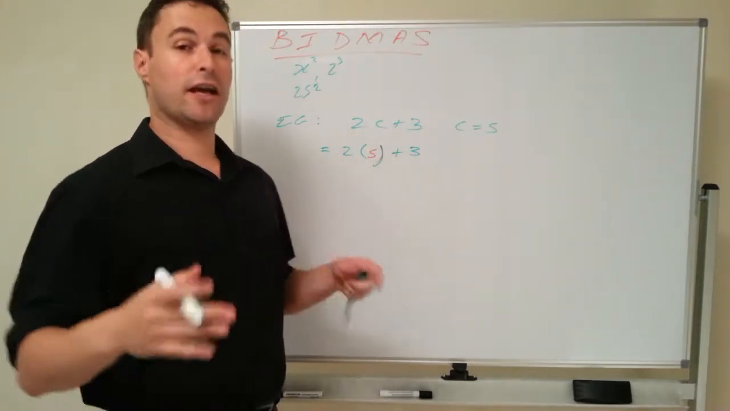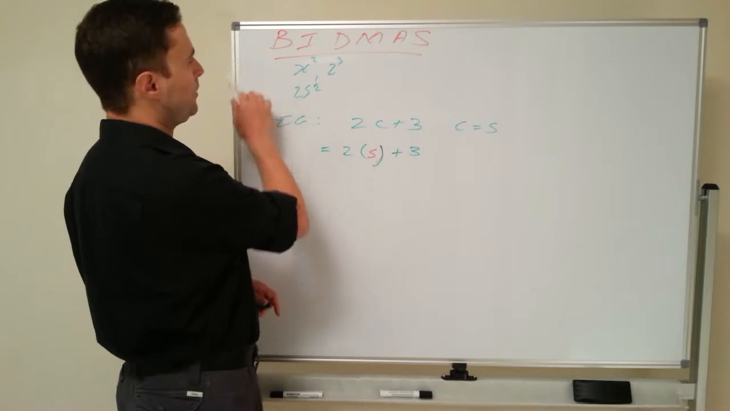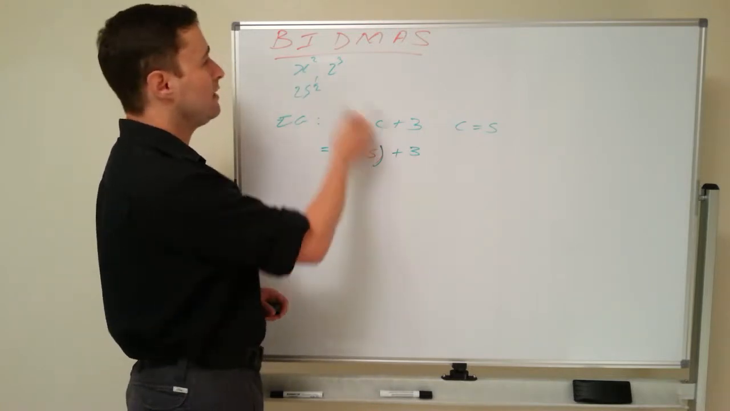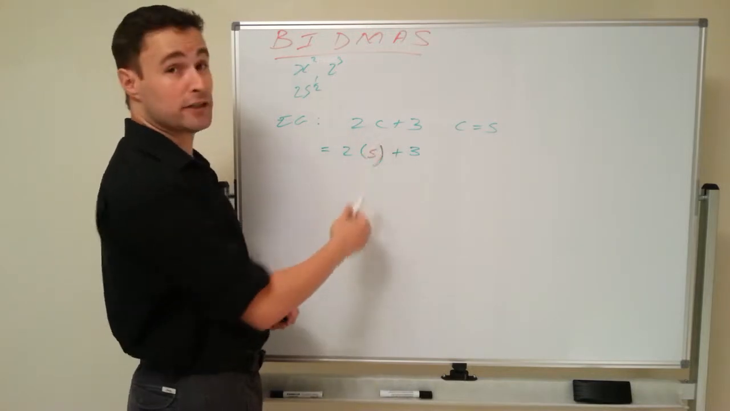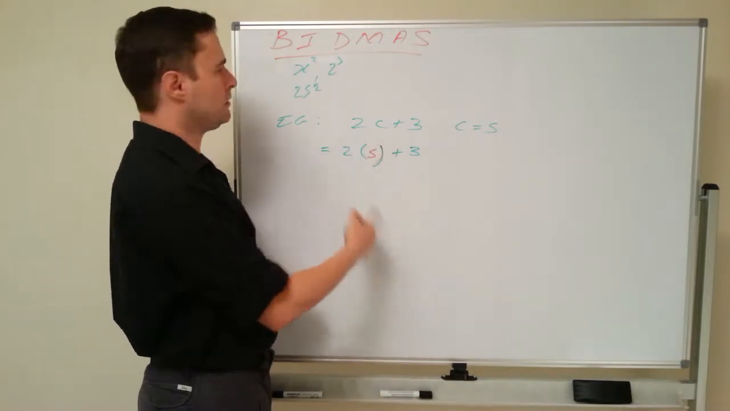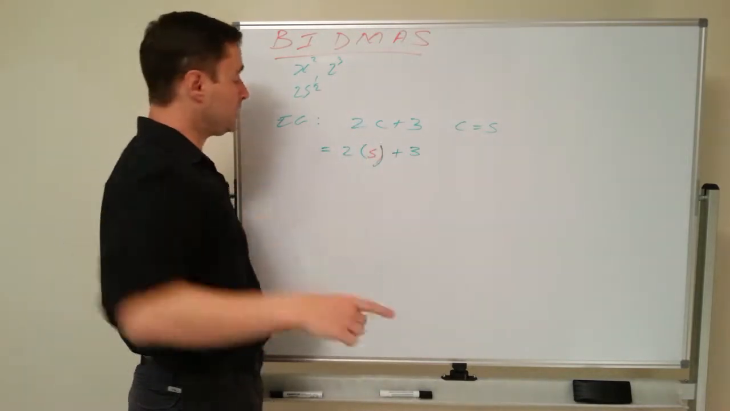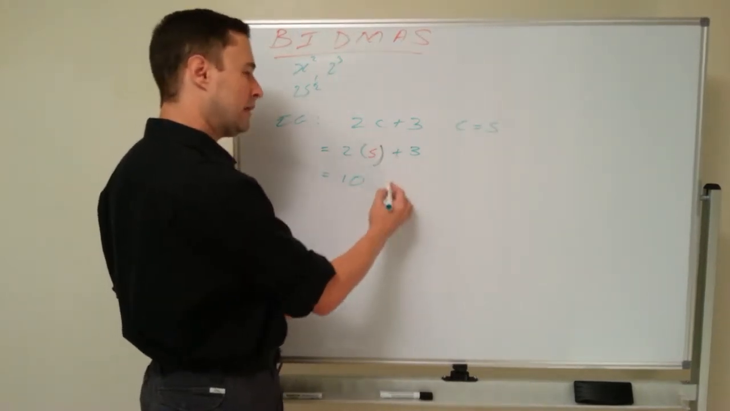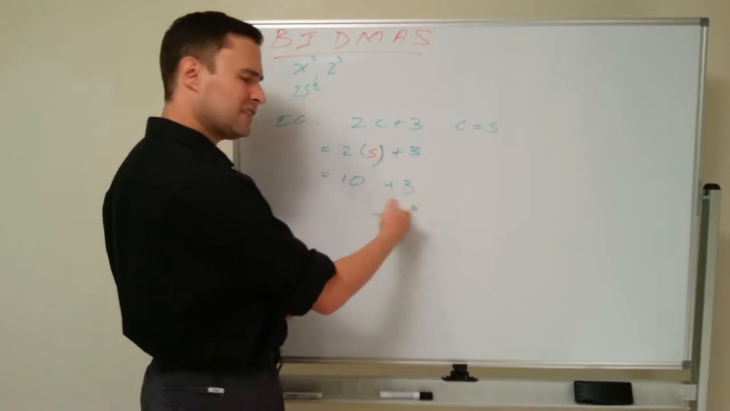Now I look at this and say, okay, great, what do I do first? Well, I run through BIDMAS. Have I got brackets? I do, but there's nothing really going on in the brackets. Indices, no powers, no exponents there. Division, no division. Multiplication, yep, I've got multiplication. 2 times 5. So I do that part first. 2 times 5 plus 3.